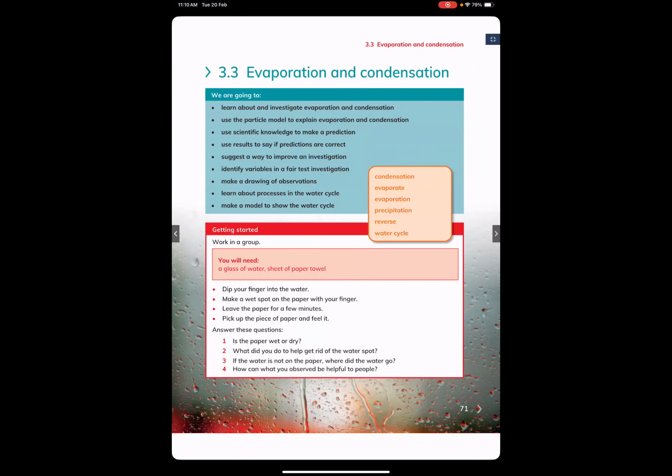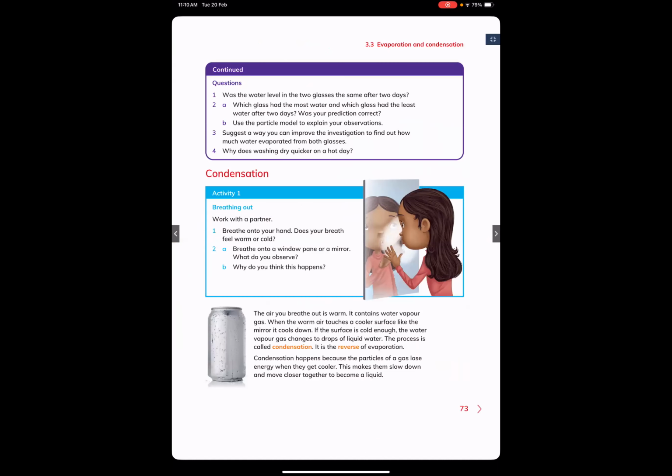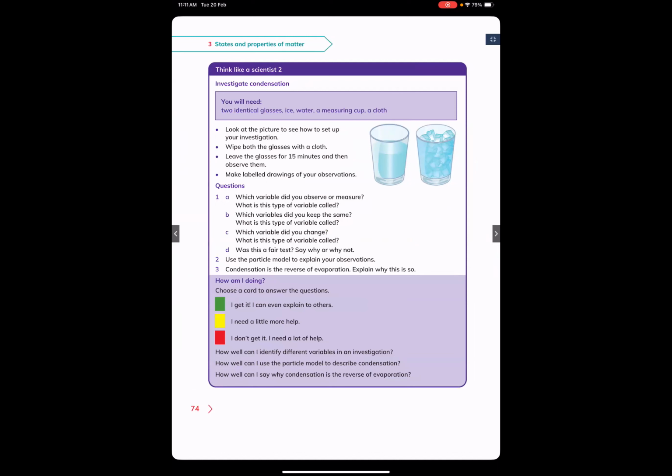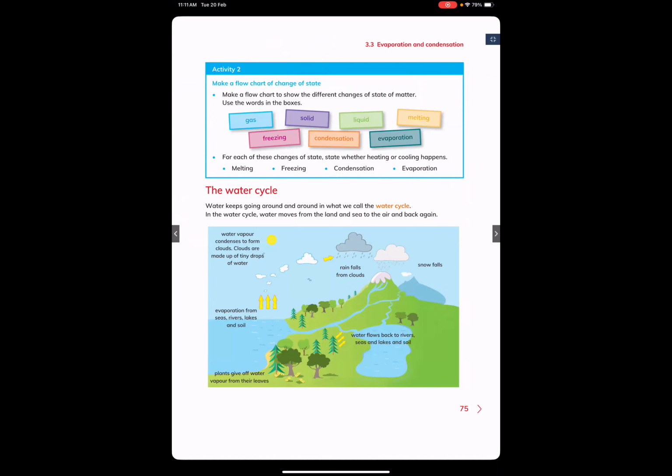And next, 3.3 talks about evaporation and condensation, and one should be aware of all the different terminologies like condensation, evaporation, precipitation, reverse, and water cycle. So basically, this chapter talks about evaporation and how it takes place, then condensation and its application in day-to-day activities, followed by some important keywords that you as a science learner should be aware of and start incorporating in your explanations. So this is the water cycle. That's definitely something I'm going to teach in depth.